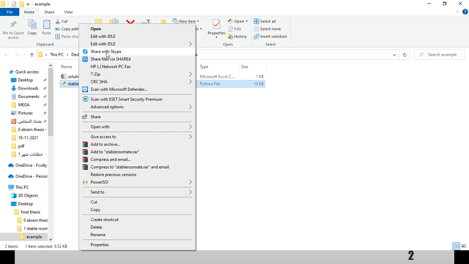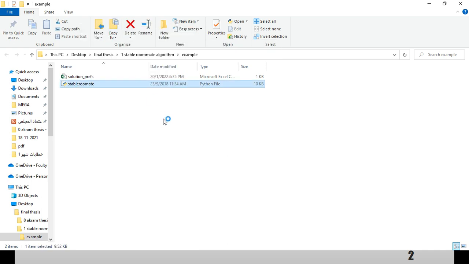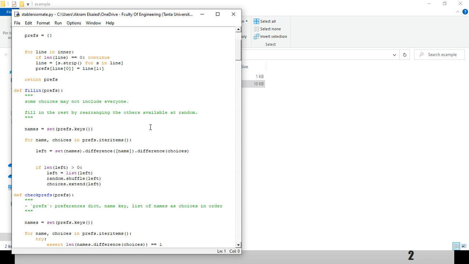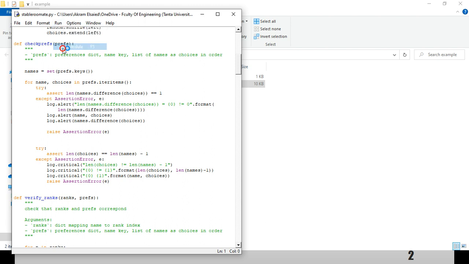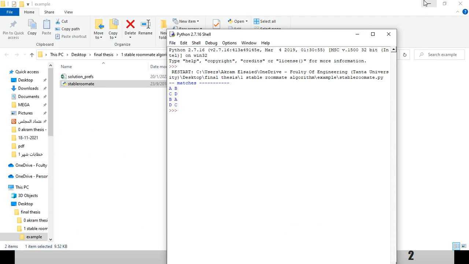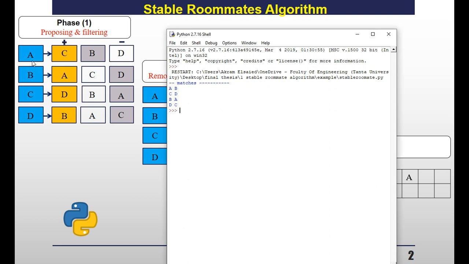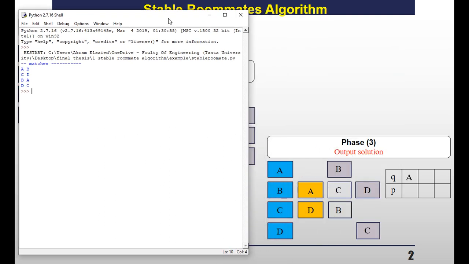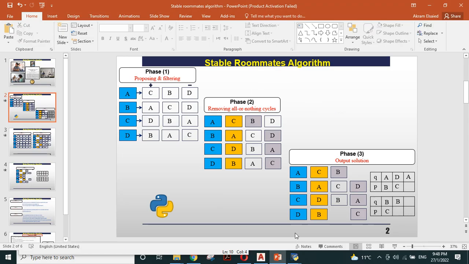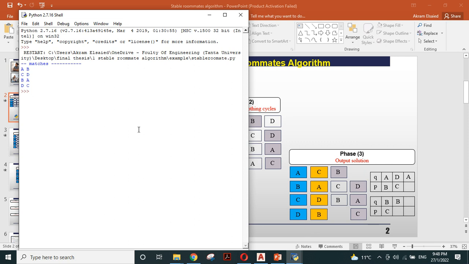Our Python code contains 450 lines. When we run it, we found that A chooses B and C chooses D. We found in our algorithm that A chooses B. So this was the idea of the stable roommates algorithm.